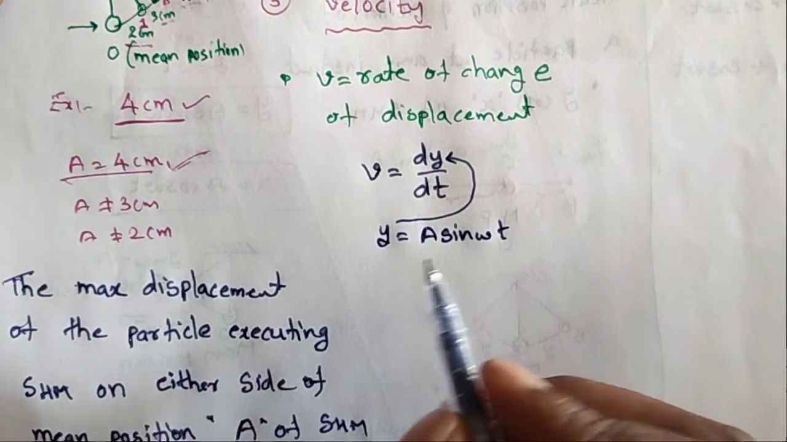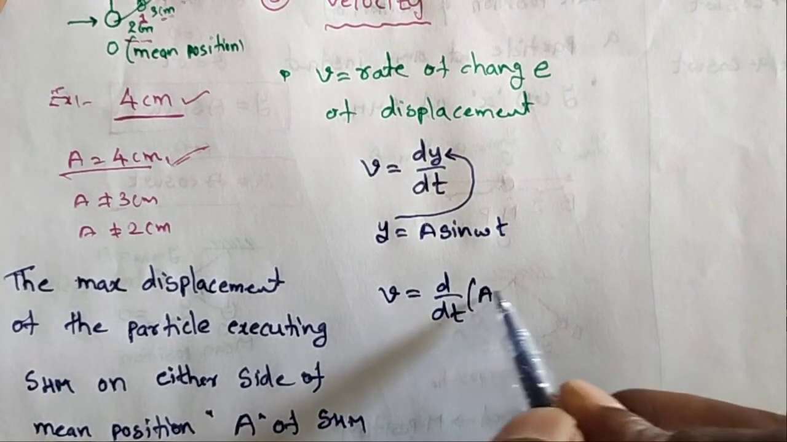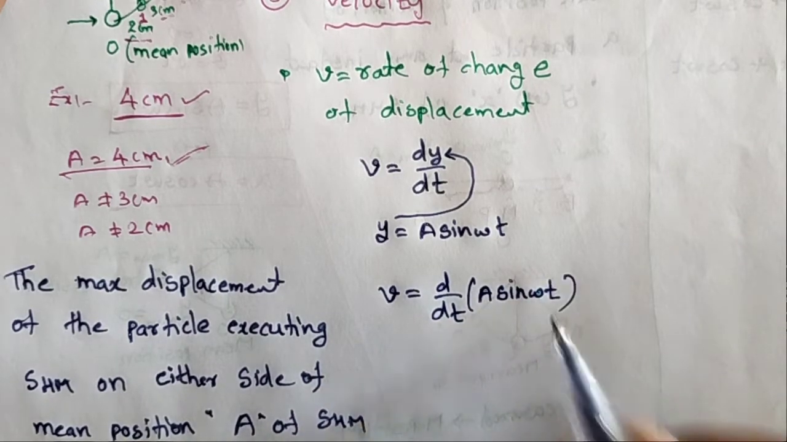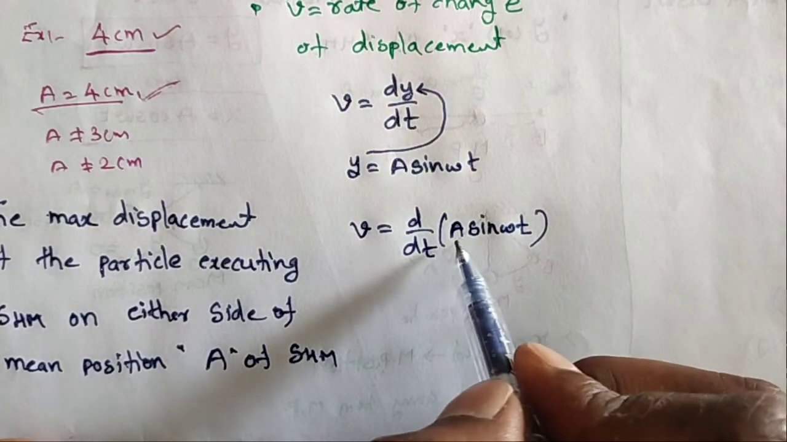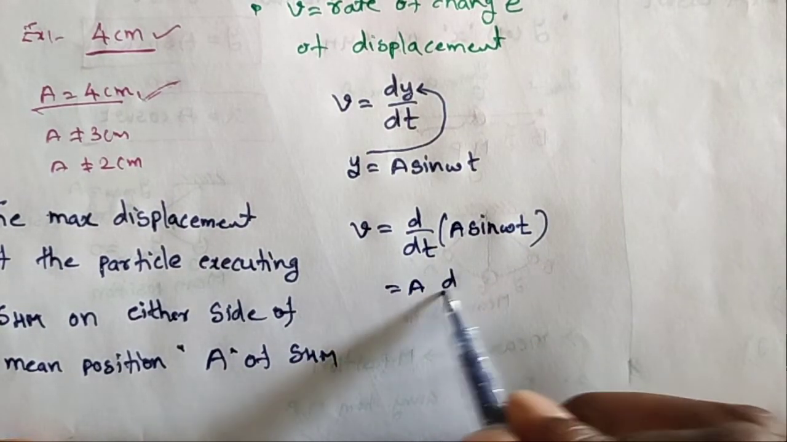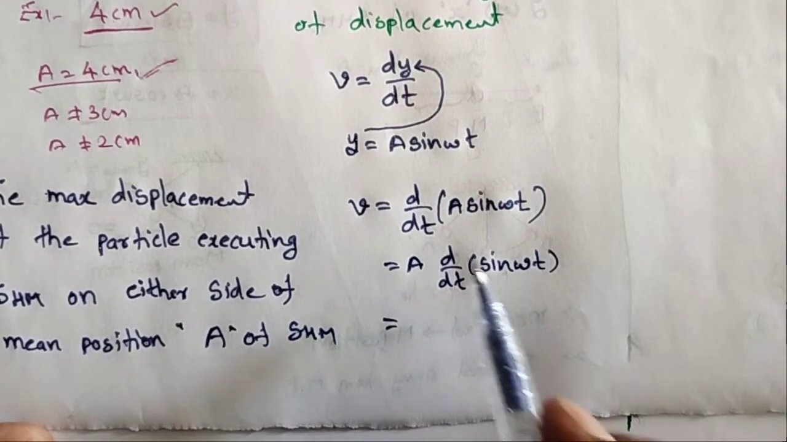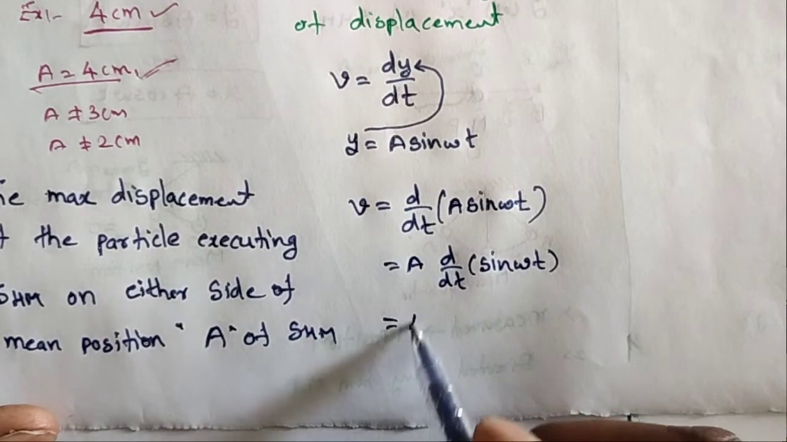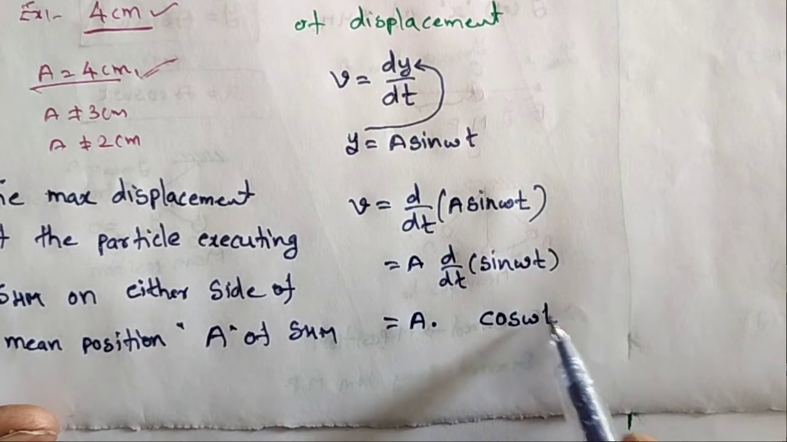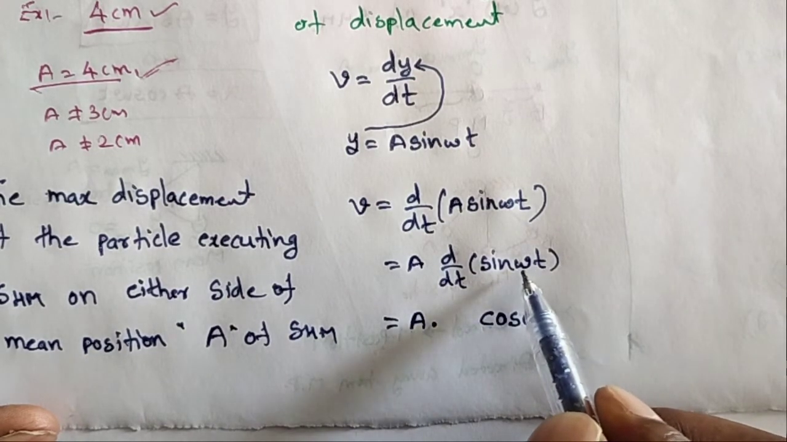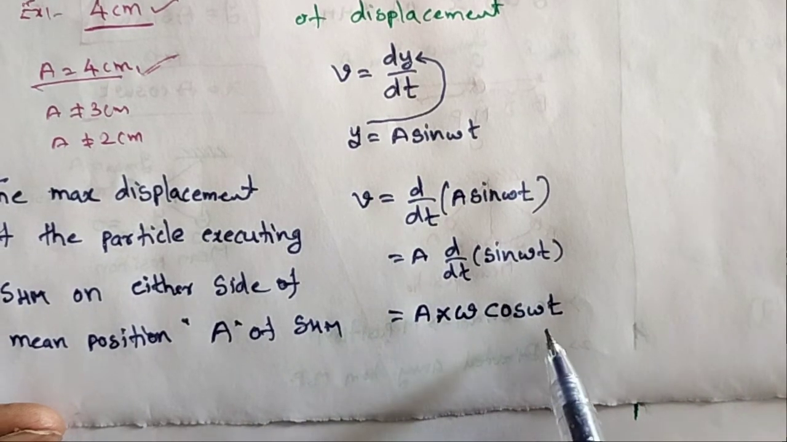So what is v? v is equal to d by dt of a sine omega t. Here a is a constant, so it stays outside: a times d by dt of sine omega t. This is a differentiation. The derivative of sine omega t is cos omega t, and t has omega with it, so take omega in front. So a into omega cos omega t.